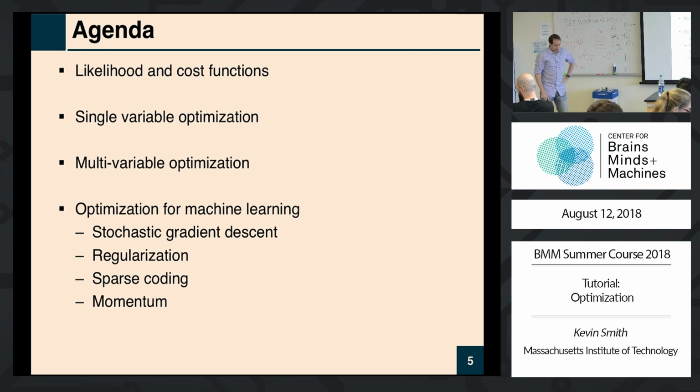So what we're going to go through is we're going to start with just some of the foundational things that you need to know before you can even run optimization. So things like the likelihood and cost functions. Then I'm going to talk about how to optimize over a single variable, bump that up to optimizing over multiple variables, and then finally talk about some of the ways this is used very specifically in machine learning, things that you're probably going to see a lot of over the next few days.